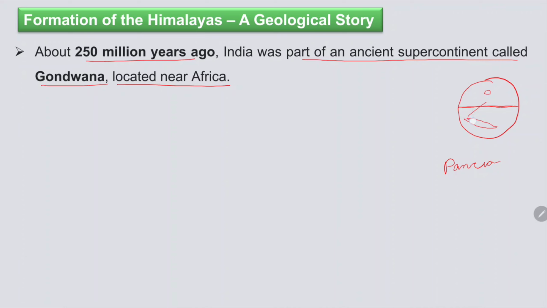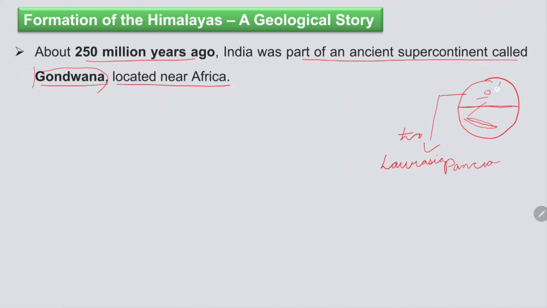Just like this, we call this land Gondwana land, which has been mentioned in your book. And this upper part was known as what? Laurasia. And in Laurasia you will find North America and Eurasia. See, this upper part was known as what? Laurasia.